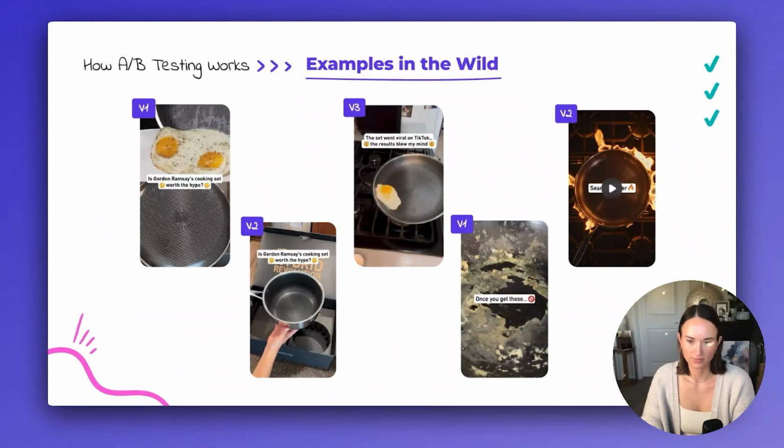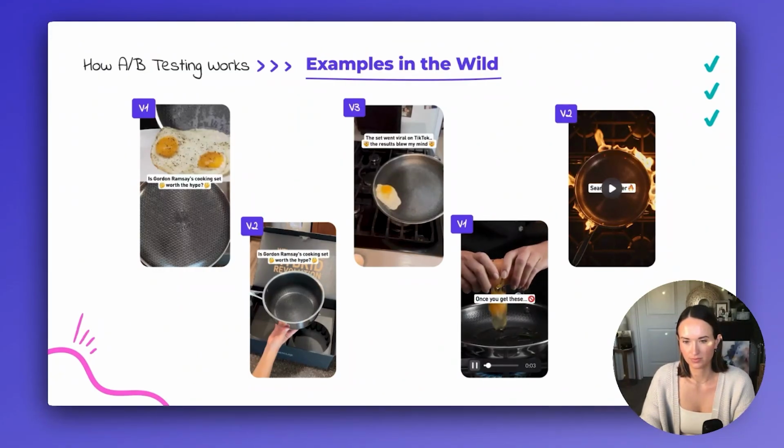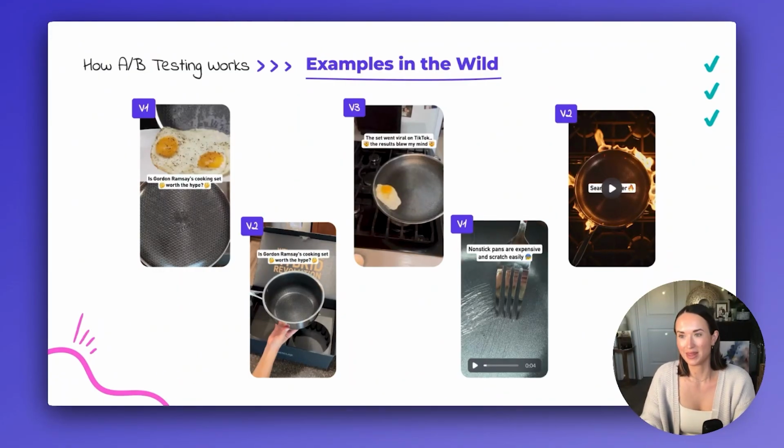Once you get these, you'll never buy another pan again. Non-stick pans are expensive and scratchy.